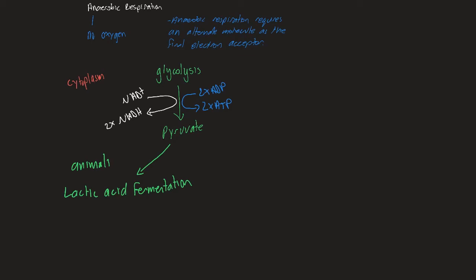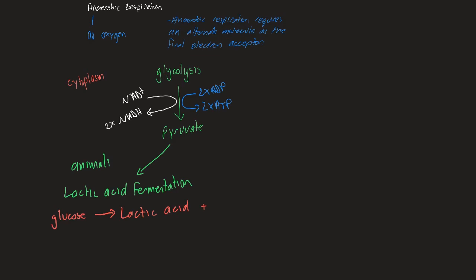And basically the formula is this. So glucose is converted into lactate, which is further converted into lactic acid. And a couple of ATP are produced as well, obviously, that we've talked about up there. So that's the process of anaerobic respiration or lactic acid fermentation that occurs in animals.